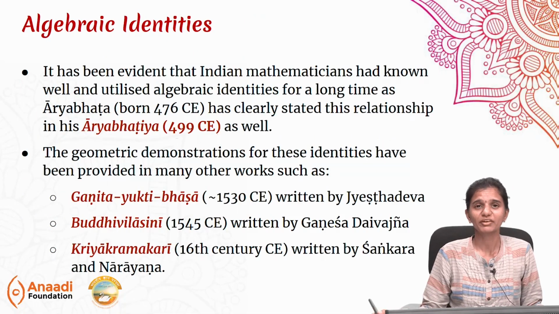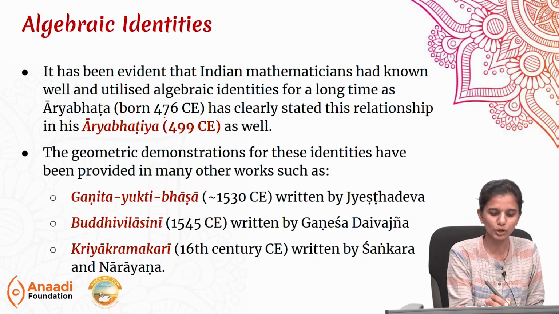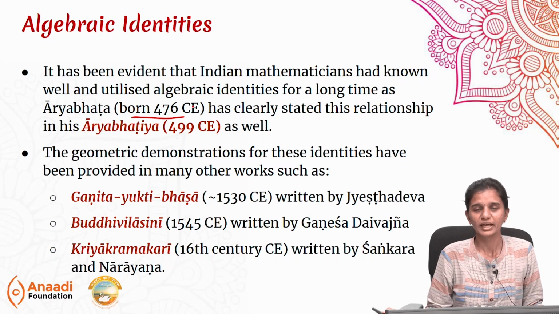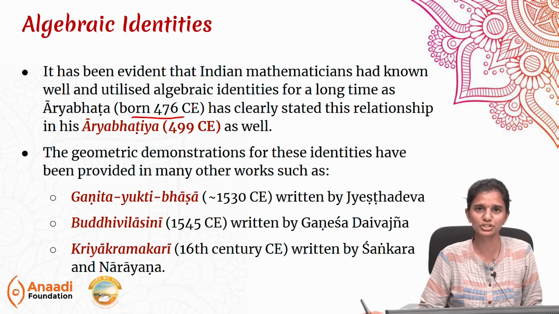It is very evident that Indian mathematicians knew well and utilized these algebraic identities. We can see this in the work called Aryabhatiya, which was written in 499 CE by Aryabhatta, who was born in 476 CE. There, in his work, he has clearly stated the relationship of various algebraic identities.